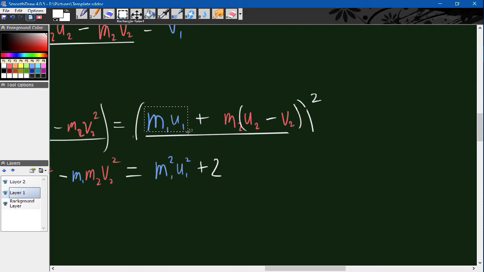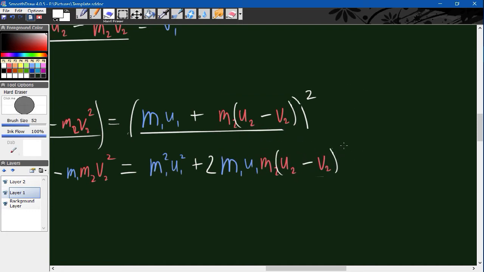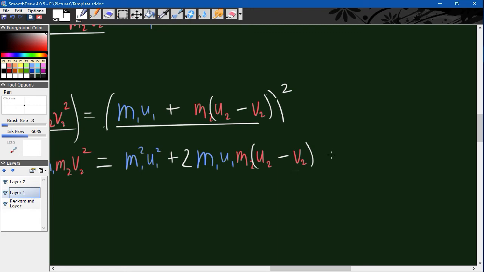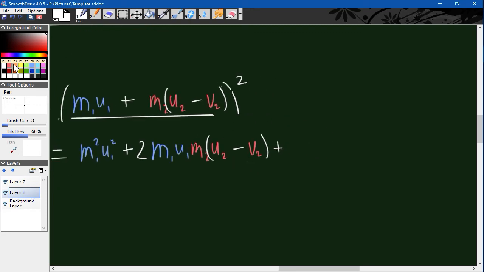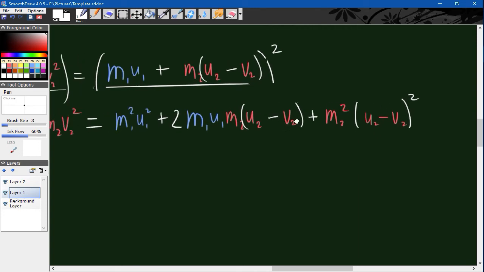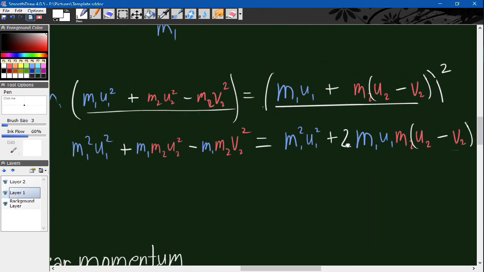Oh dear me. By that, by this, plus the square of this term, which is m2 squared times (u2 minus v2) squared. Okay, so we have this equation now simplified, well, expanded.